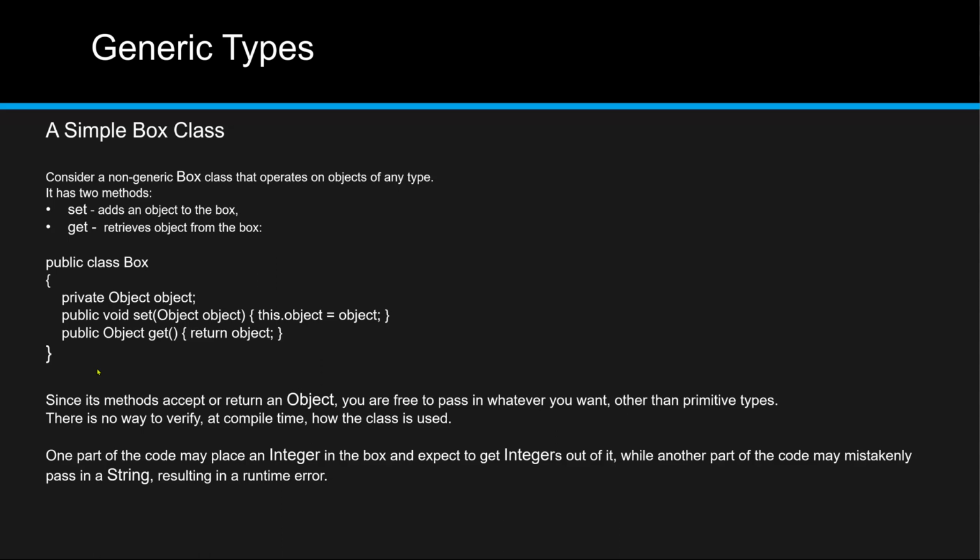Since they expect to return an object, you are free to pass in whatever you want other than primitive types without boxing them. However, there's no way to guarantee this is working correctly because we cannot verify types at compile time. There's no way to know that what's coming out is a string, and we can try assigning it to an integer, which could have bad results.